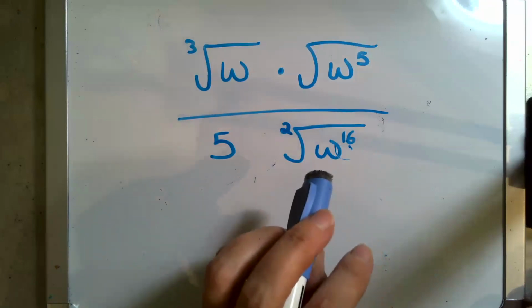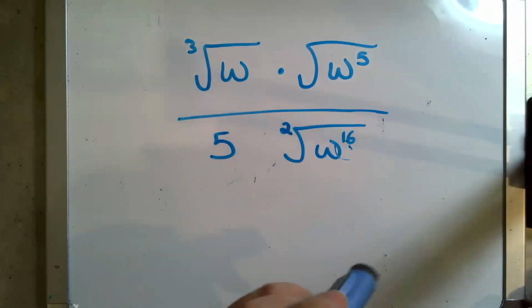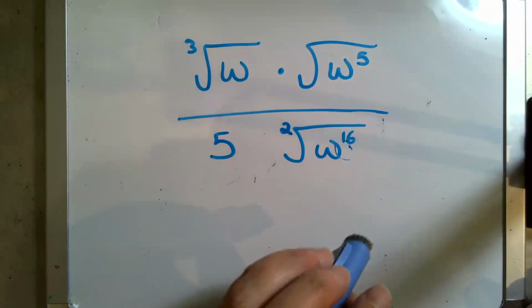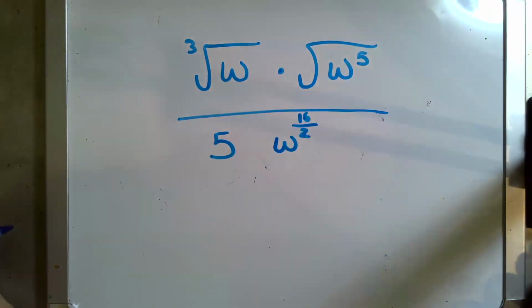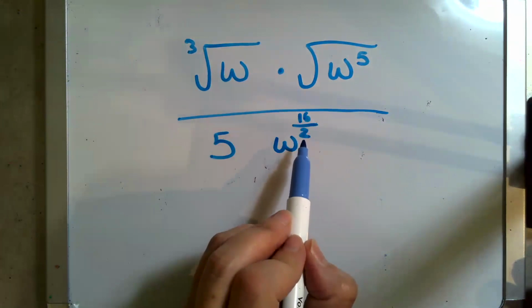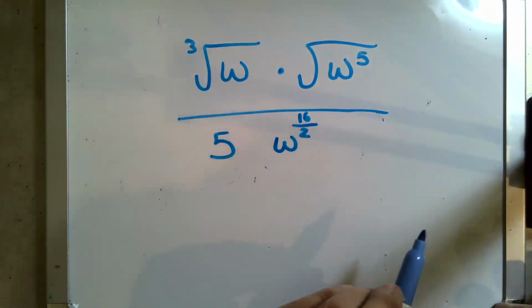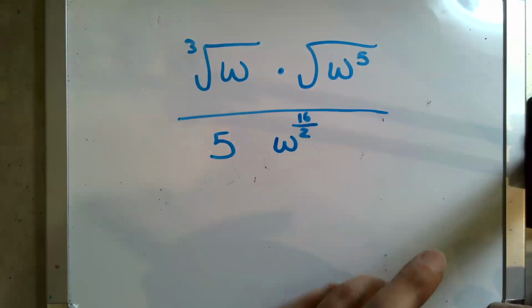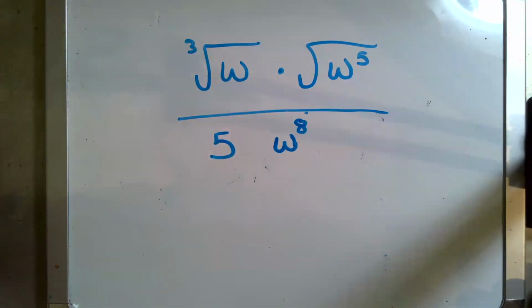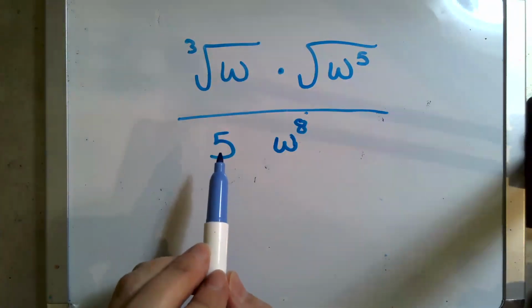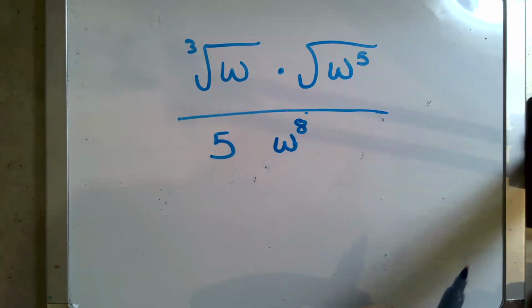The root is the denominator of the fractional exponent, and the exponent would be the numerator of the fractional exponent. So if I don't write this as a root, but write it as a rational exponent, it would look like this: w to the 16 over 2. That's the power of our root. That was our exponent. And you can see that 16 over 2 is not in fact 4, it is 8. And so our denominator is 5 times w to the 8th.